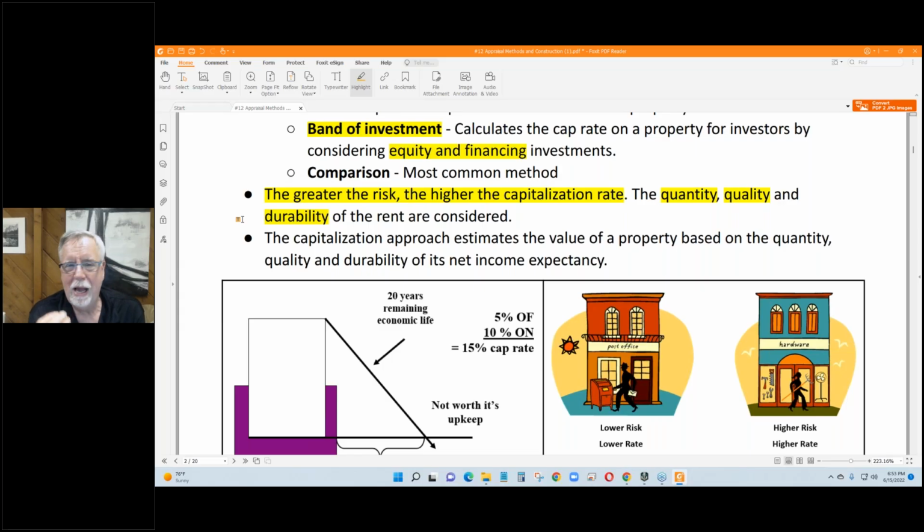So what we're capitalizing is not the building, because the building by itself doesn't produce money. We're capitalizing the lease of the building, right? Because that's where the income is generated. And we want to know the quantity of the rent, but we also want to know the quality of the tenant. And we want to know the length or durability of the lease.